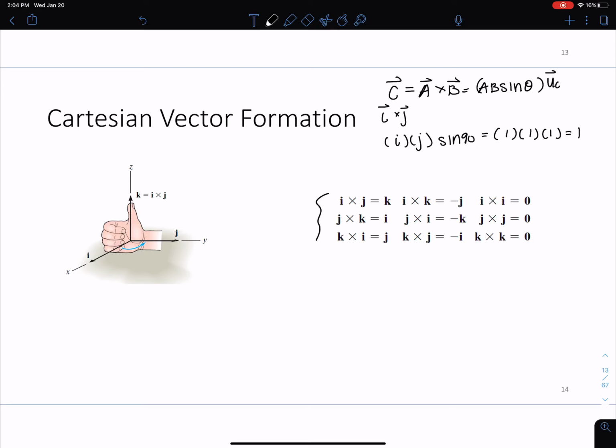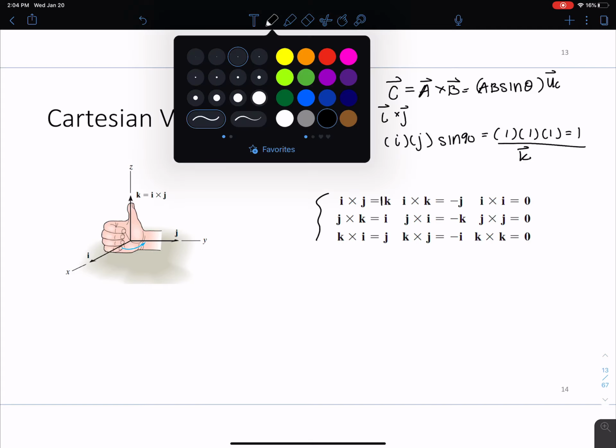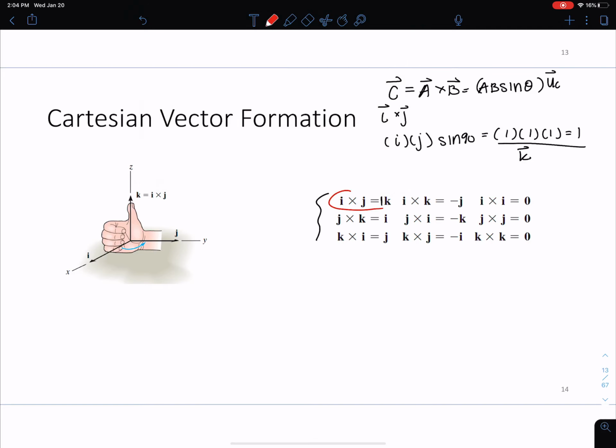And the direction is determined by the right-hand rule. So that's what we're showing you here. I cross J is just going to be 1, and which direction is it in? Well, it's in the direction of the third vector, which would be in the K direction. So I cross J is just equal to 1K. And that's basically what we've come up with here. So this is how we came up with that. Okay.